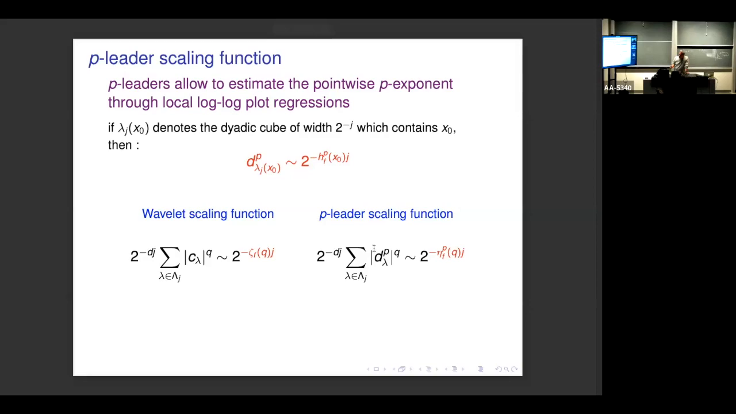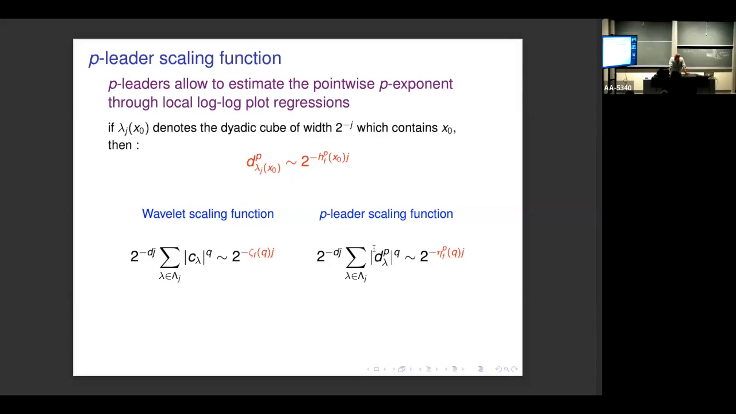Okay. And the idea, which goes back to seminal ideas of two physicists, Giorgio Parisi and Uriel Frisch, is to go back to the definition of the scaling functions that I gave in the very first course. But actually, they were working not with the wavelet scaling function but the Kolmogorov scaling function, which doesn't involve wavelets, but is not very good for that. So you have to replace it by the p-leader scaling function if you are, for instance, interested in p-exponents, or leaders if you are interested in Hölder exponent.